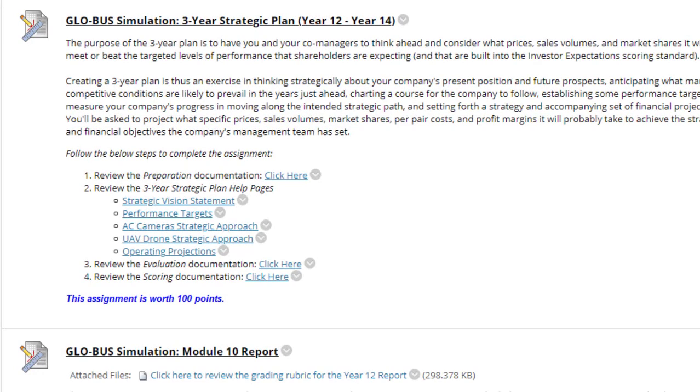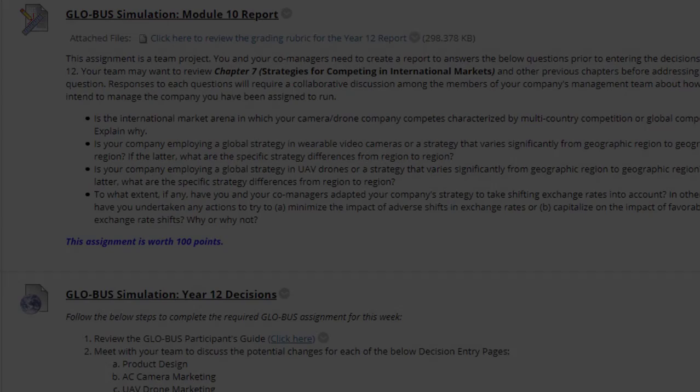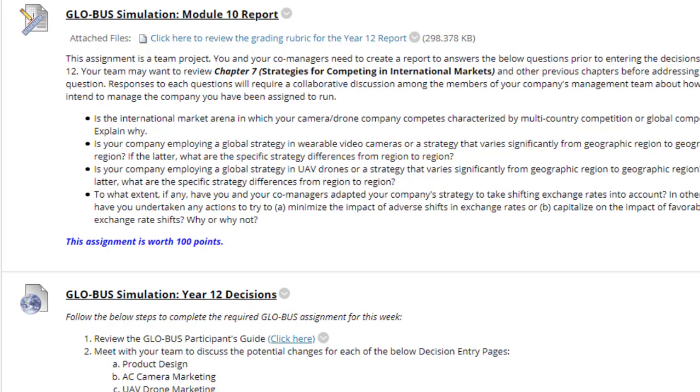Next, we have the Globus simulation 3-year strategic plan, year 12 through 14. So you already completed one for year 9 through 11, so you should be familiar with the structure of them. So hopefully you can improve upon what you did in the past. Next, we have the Module 10 report, which focuses on international markets.